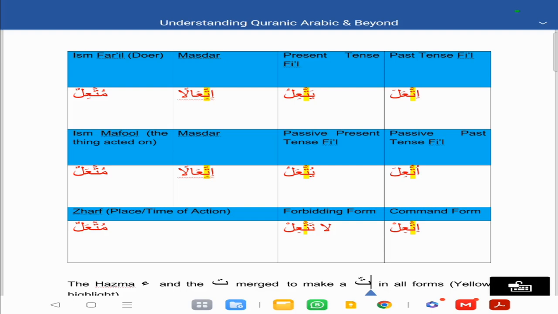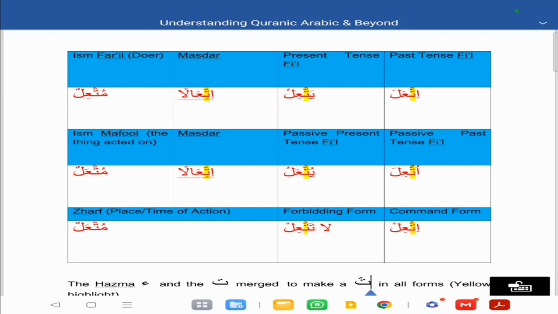Again, it's the hamza and the ta that have combined to form the ta with the shadda. And the ism fa'il, the doer, is mutta'ilun. The meem with the dhamma is typical with the ism fa'il. And if you want to go from present tense to ism fa'il, just change the ya to a meem, put the dhamma on the meem, and as the ism fa'il is an ism, make it heavy, so it's mutta'ilun.